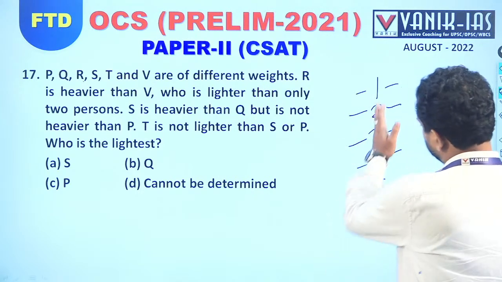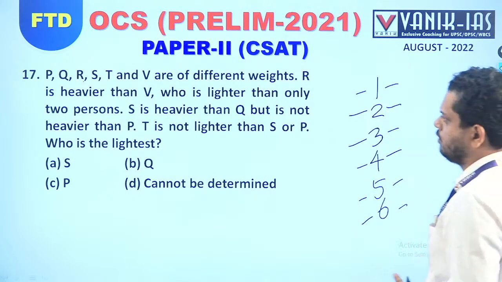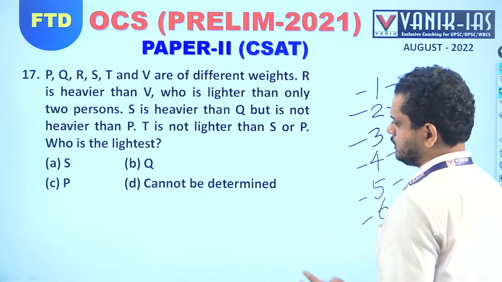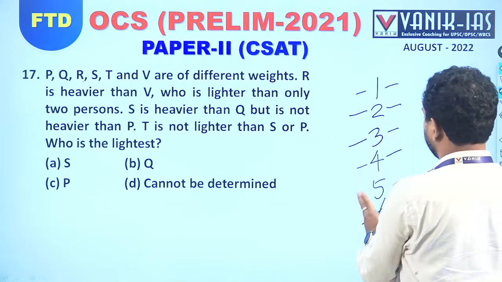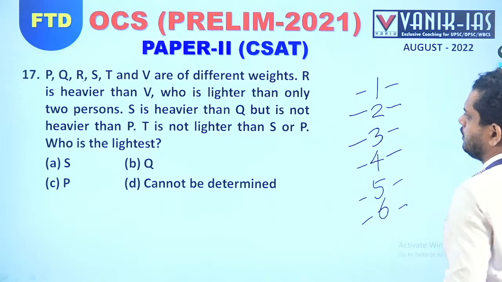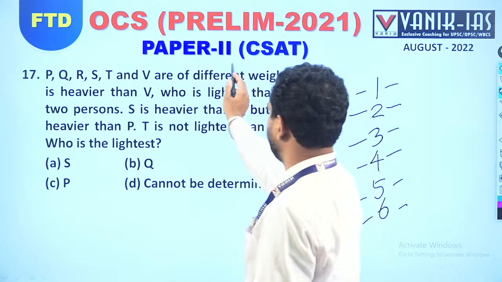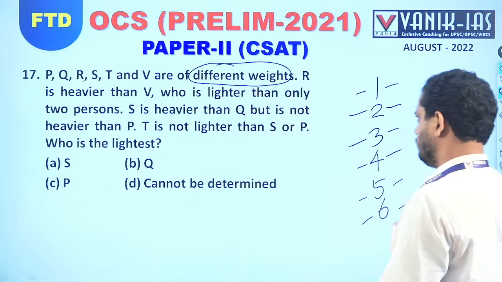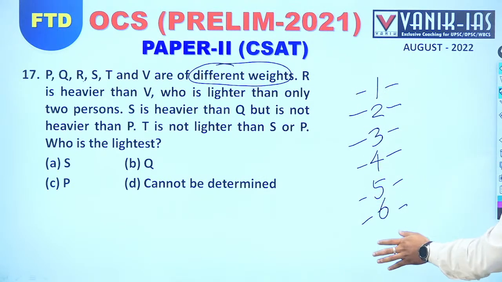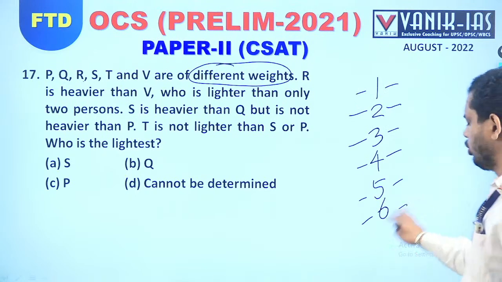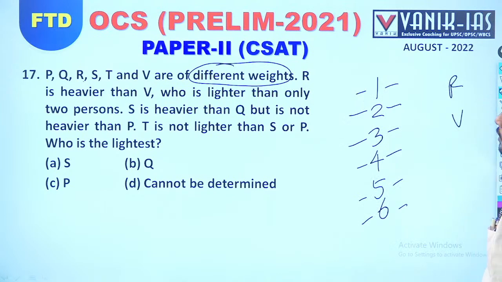I'm taking this number in the very middle, right? If we need to make two approaches, there may be possibilities. That's why I have made this number in the middle, so we can use it on both sides. R is different weights, and this order is in descending order. The heaviest will be on top, and the lightest will be at the bottom. R is heavier than V.